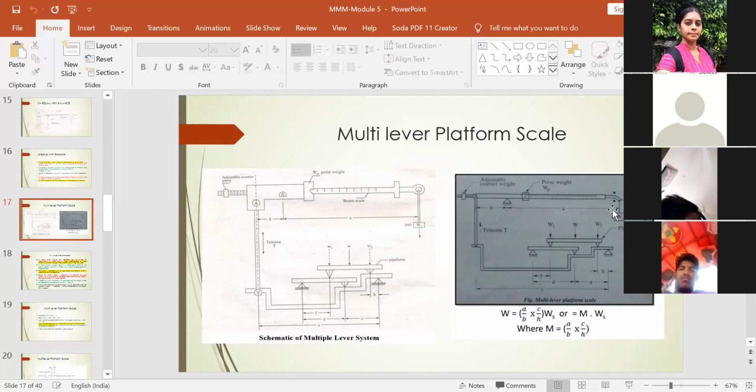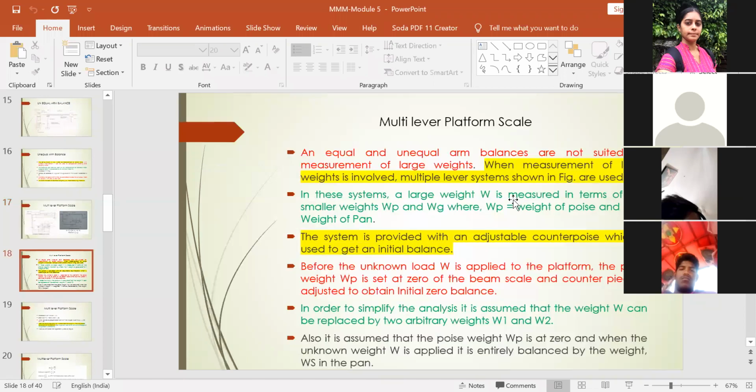So you keep on adding and reducing the weight in the pan until it balances the poise weight with the help of the adjusting counterweight. So you will get the value of the poise weight to be 0. Then you can say that it is balanced. So this is to be done later.